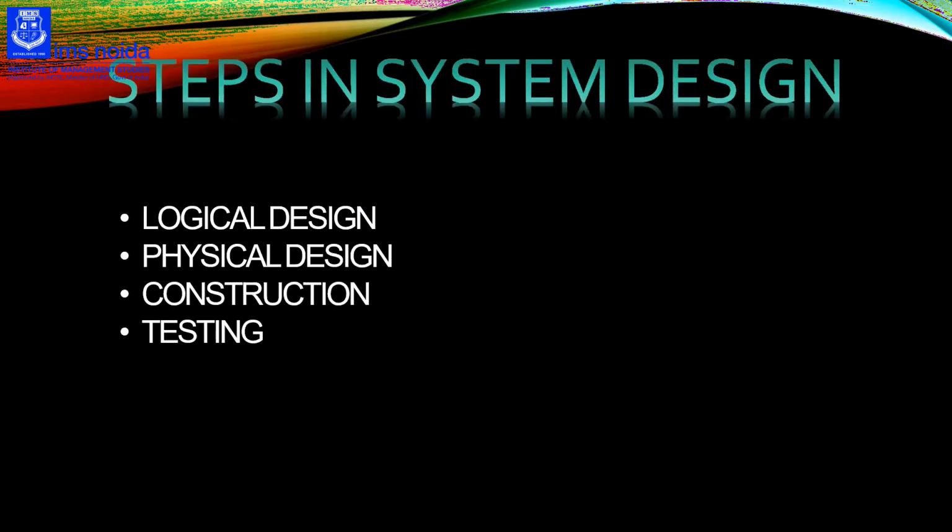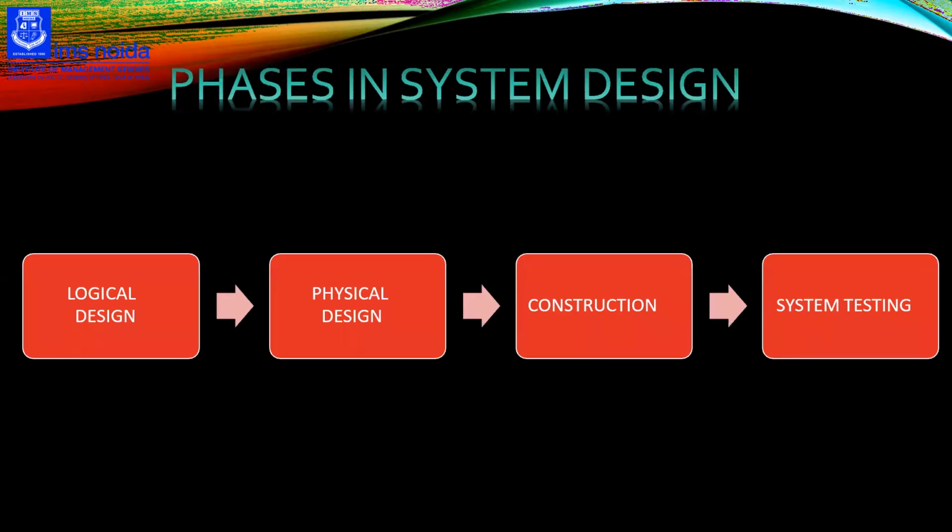What are the different types of system design? There are types like logical design, physical design, construction and testing. The two types of design we will cover in our syllabus are logical design and physical design. This is the diagram: logical design, physical design, construction and systems testing.